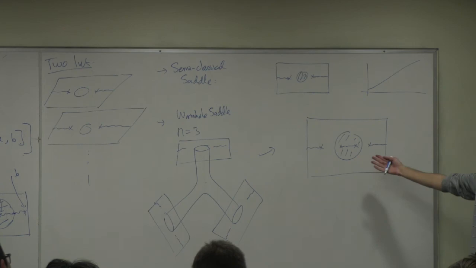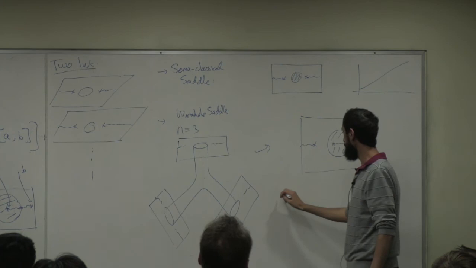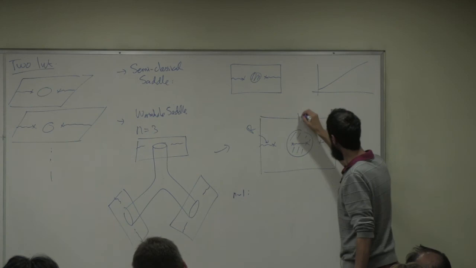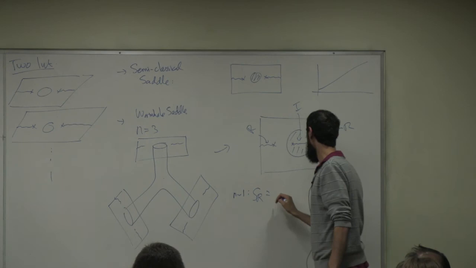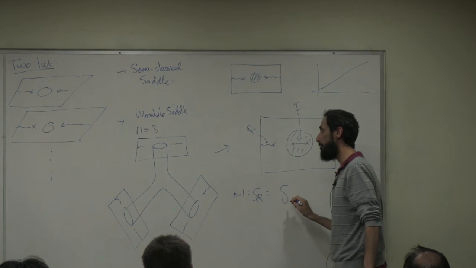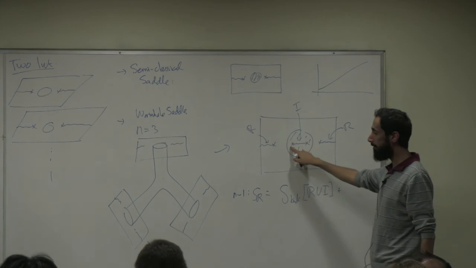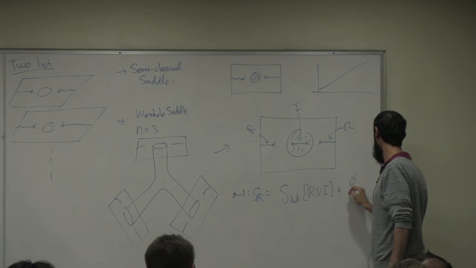Okay? If you work near n equals 1, from these cuts, so this is the cut which I called R, this cut here, let's call it I, we know that the entropy of R, because of the existence of this cut, contains a piece which is the entropy S bulk, let's call it, of the region R union I. And from the branch points in the gravity region, we get the area or the dilaton evaluated on the boundary of I.